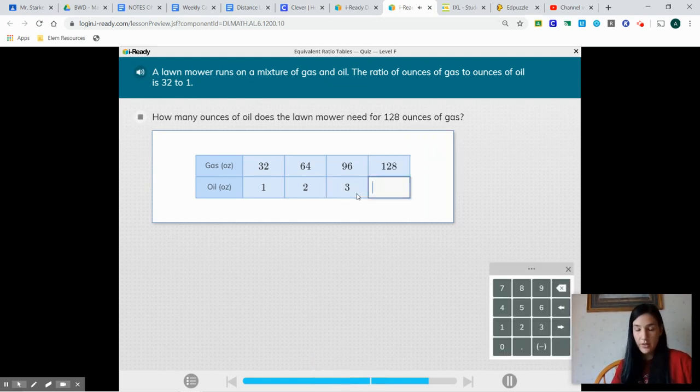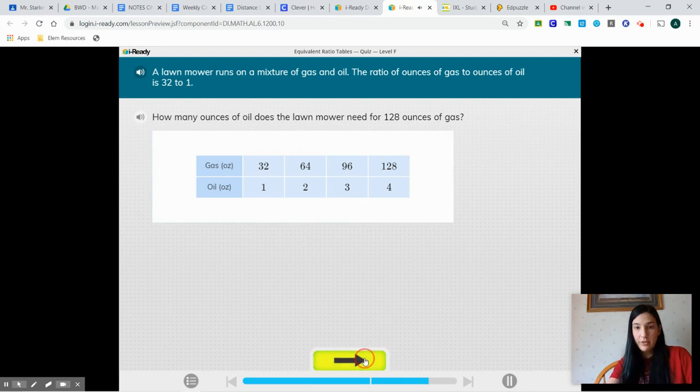How many ounces of oil does the lawnmower then need for 128 ounces of gas? 128 divided by 32 is 4. So we're going to type in 4, and we're done with our table.